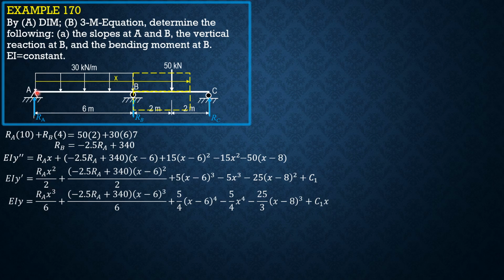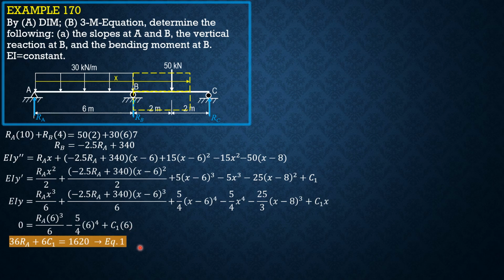So boundary condition when X is 6, Y is 0. So 0 equals RA 6 cubed over 6, 0, 0, minus 5 over 4, 6 to the 4th. Ignore because this is negative, plus C sub 1 times 6. Simplifying, 6 cubed over 6 is 36 RA plus 6 C sub 1 equals 1620. Call that equation 1. Then X is 10 at C, Y is 0.